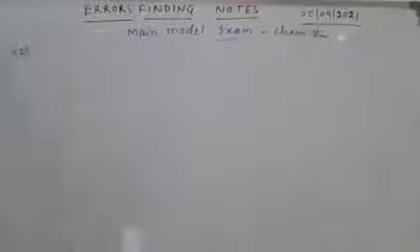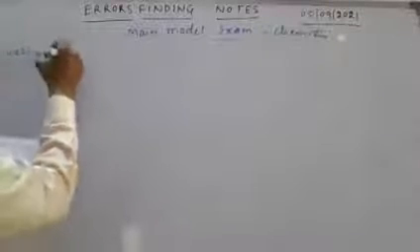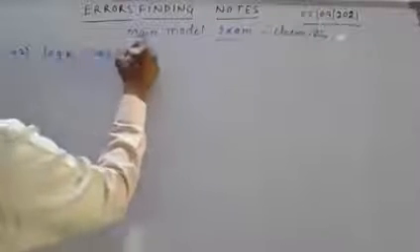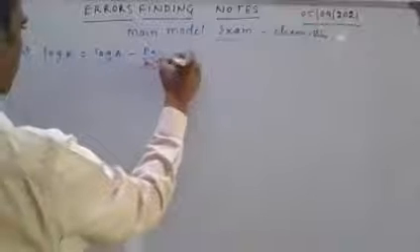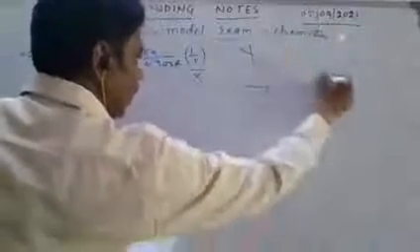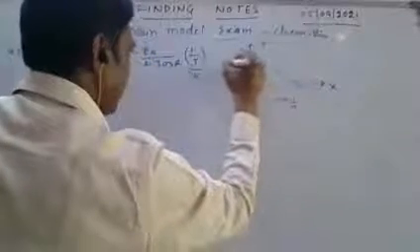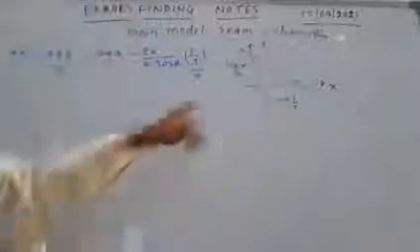Question number 42. Here the Arrhenius equation: log k is equal to log A minus Ea by 2.303 R into 1 by T. Here log k is on the y axis and 1 by T is on the x axis. You get y is equal to minus mx plus c. Here this is an obtuse angle, more than 90 degrees. With 1 by T on the x axis and log k on the y axis, you get this type of curve.